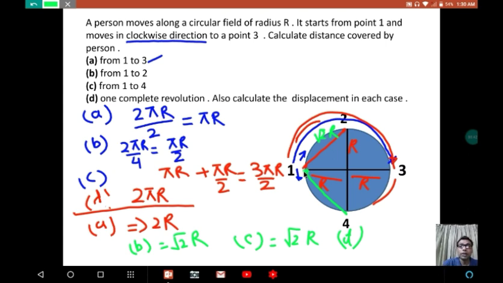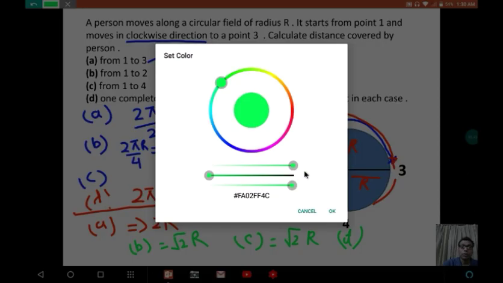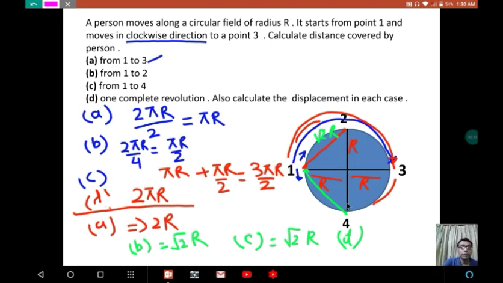The initial and final points both are same. So what will be the displacement? Yes, final minus initial means it is 0. So initial and final position is same in this case. So we can say that the displacement is 0.